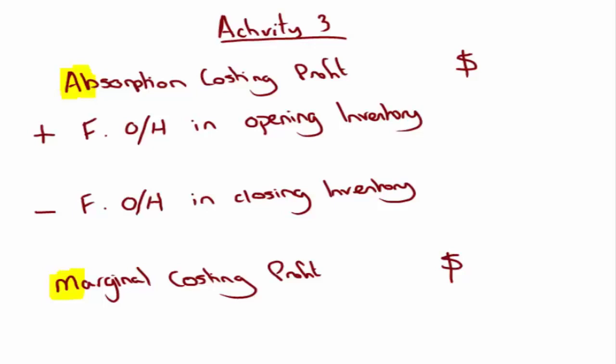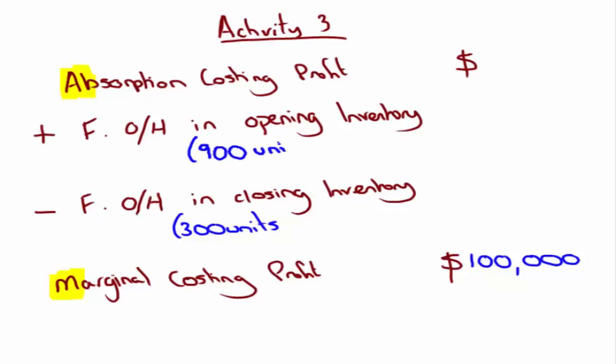Now you then substitute in the information that we've been told, and they have told us that under marginal costing the profit is 100,000. They've also told us that there are 300 units in closing inventory, and they've told us that there are 900 units in opening inventory. And the final thing is they've told us that the overhead absorption rate is $20 per unit.